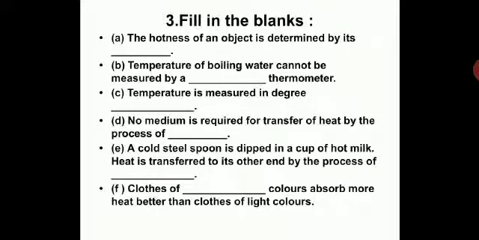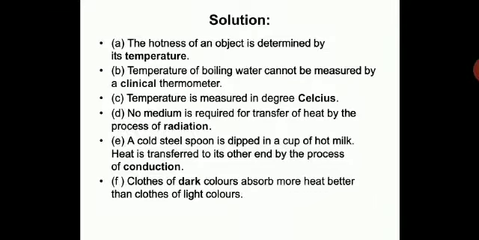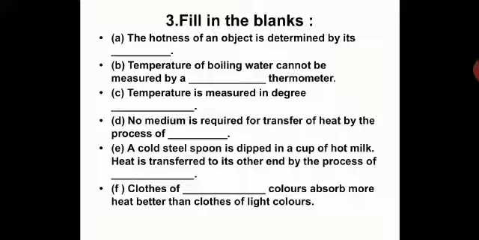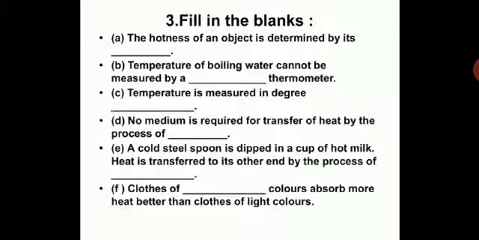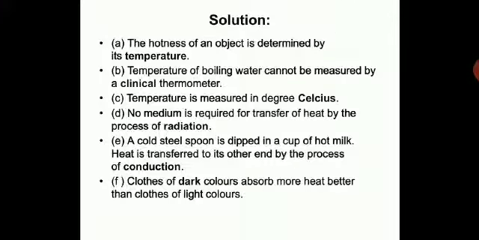Fourth one. No medium is required for transfer of heat by the process of dash. That is radiation. Then a cold steel spoon is dipped in a cup of hot milk. Heat is transferred to its other end by the process of dash. So can you guess the answer? You all know, children. The answer is conduction. Then F, clothes of dash colors absorb heat better than clothes of light colors. So what should be the answer? Dark colors. So this is the solution for filling the blanks.